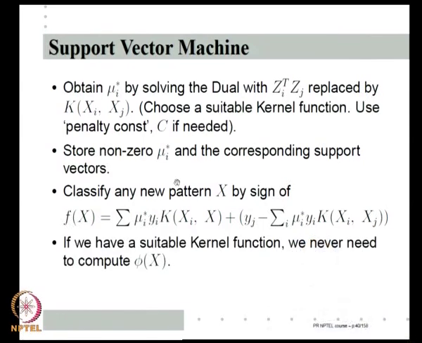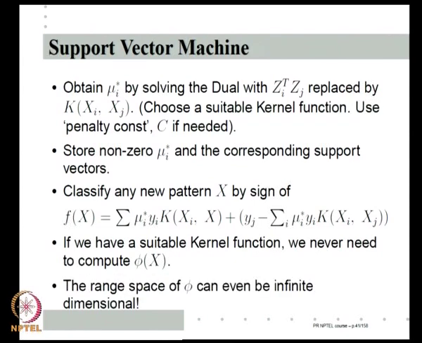So, if you have a suitable kernel function, we never need to compute phi x, we never need to know what phi x is. As a matter of fact, in a manner of saying, the range space of phi can even be infinite dimensional for all I care, because I never need to compute a single phi x, right, as long as I have a kernel function.